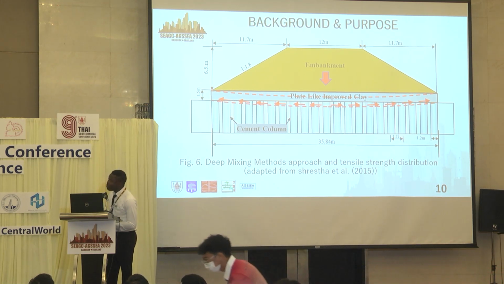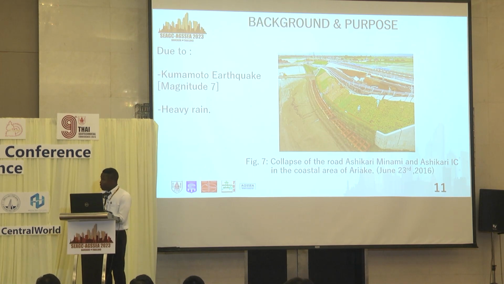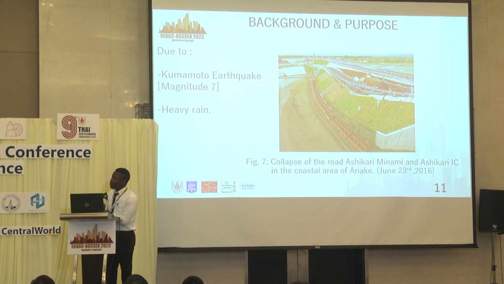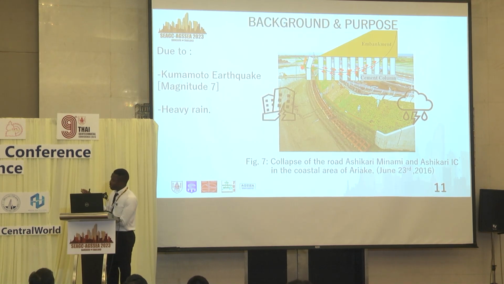So by using this plate-like improved clay, we try to take the load of the embankment by focusing on the stretching force. So the tensile strength of the embankment will be transmitted to the cement column. So here, engineers in Saga have been applying this method. Last time, due to the Kumamoto earthquake and heavy rain, we observed an embankment failure. That was due to these two phenomena, and this embankment failure happened.